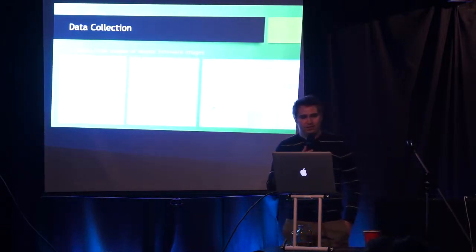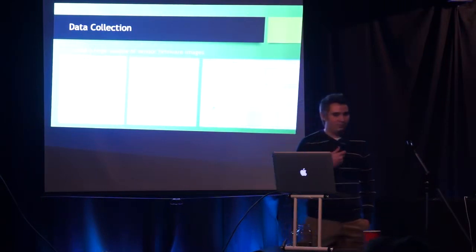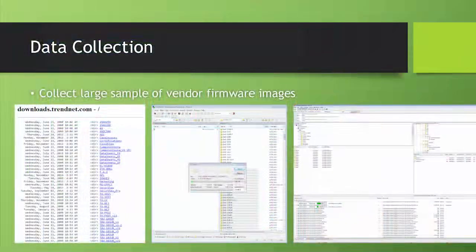All right, so I'll talk about the data collection really quickly. TrendNet has a website, downloads.trendnet.com, where you can just wget -r everything. D-Link shut down their FTP server. ftp.dlink.com no longer exists. ftp.dlink.ca does. Oh, Canada. All right. And the other one, Netgear.